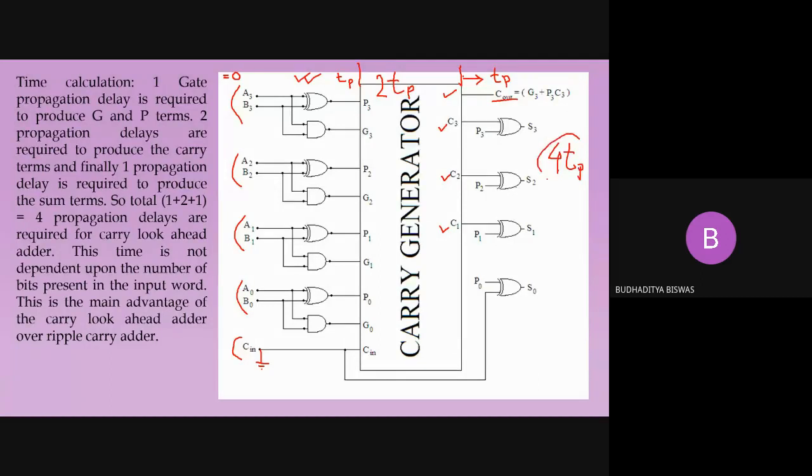How does it become 4? Just take the summation. TP time is required for producing the PG term, 2 TP time is required to produce the carry terms, and 1 TP time is required to produce the final sum terms. So total 4 TP time is required for this particular adder. It is also written in my notes. So total 4 propagation delays are required for the carry look ahead adder, and this time is not dependent upon the number of bits present in the input word. So whatever is the number of bits.